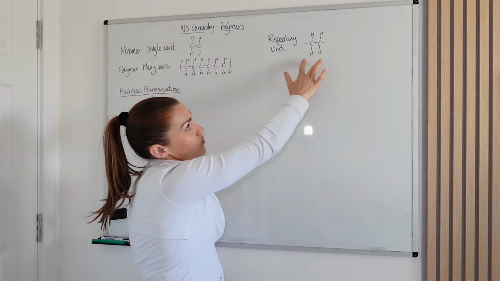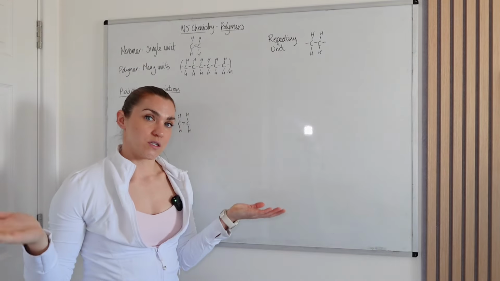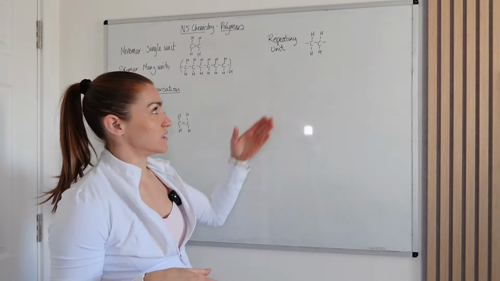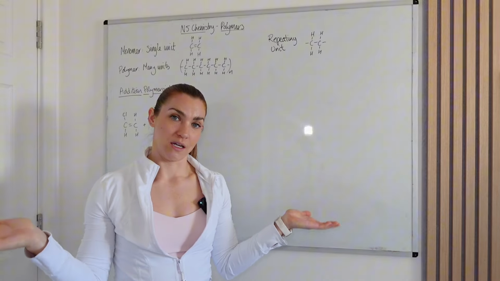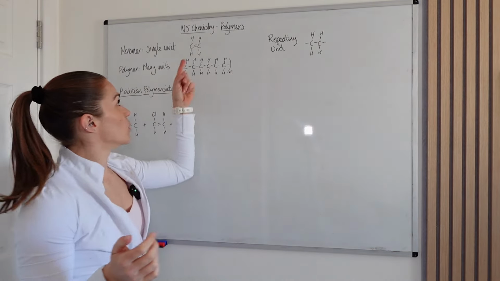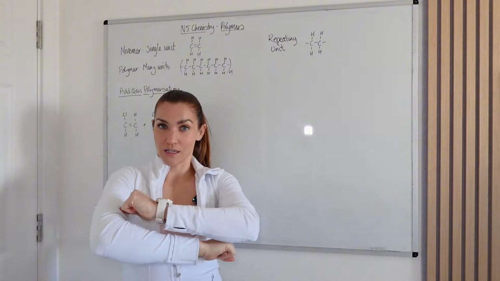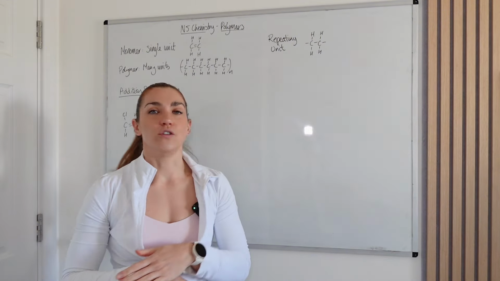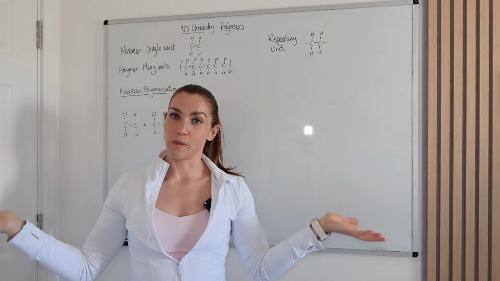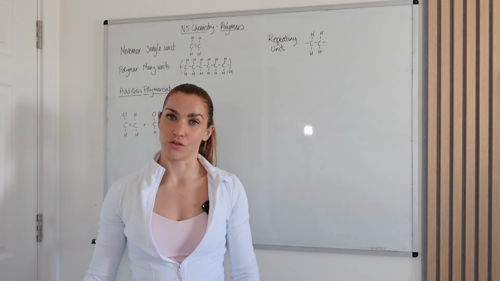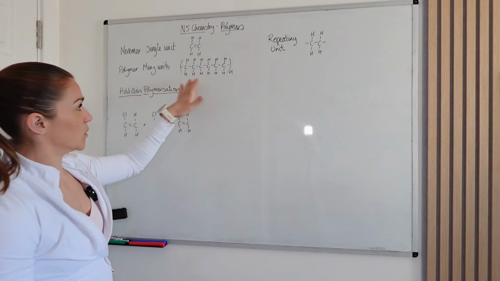But essentially the repeating unit is usually just the monomer with its double bond opened up. So I like to describe it as the monomer with its arms out. If you think of the monomer as having its arms crossed like this, creating the double bond, the repeating unit is when the monomer has it opened up so it's ready to join onto other monomers to create your polymer chain.